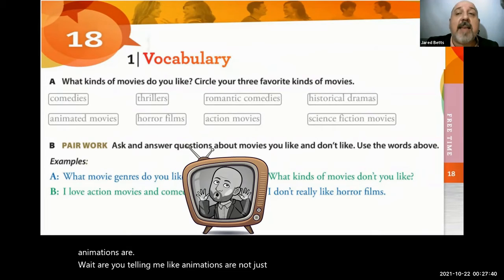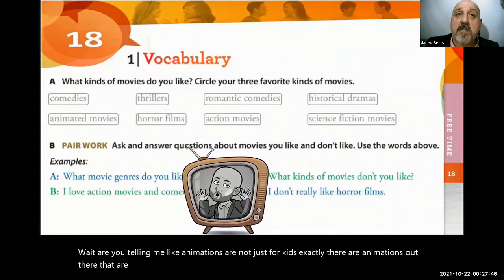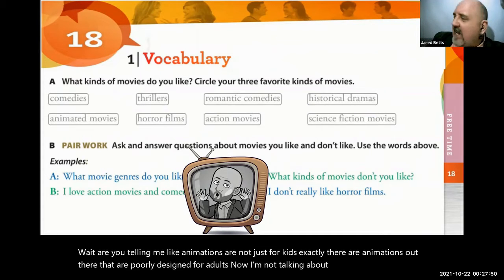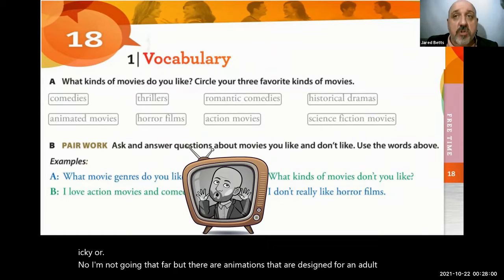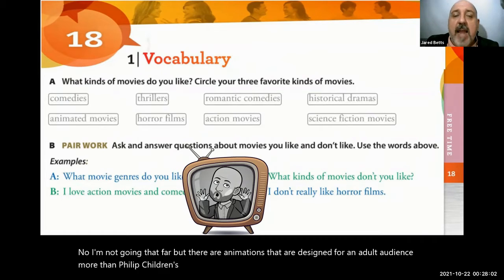Exactly. There are animations out there that are purely designed for adults. Now, I'm not talking about those icky, no, I'm actually not going that far. But there are animations that are designed for an adult audience more than for a children's audience. So, saying an animated movie, it's just the method that they're going to use to tell the story.